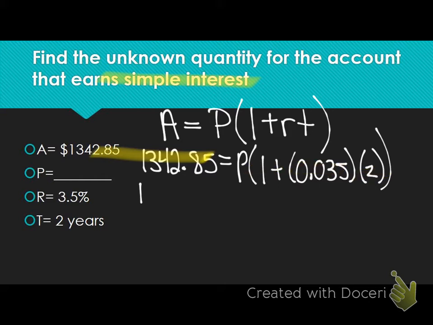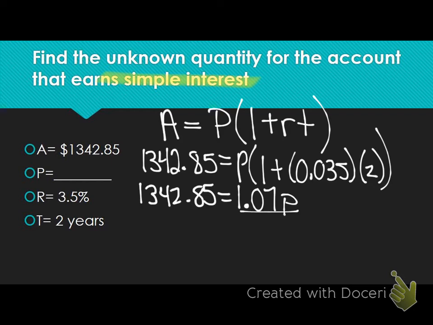So now what do you think you do? You have to simplify what's in the parentheses first by multiplying, and then you add 1 to it. What do you get when you multiply and add 1? 1.07. Now solve. Okay, so now I divide both sides, and P is what?